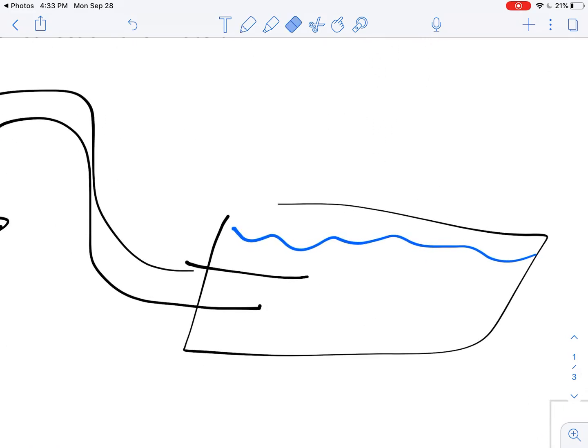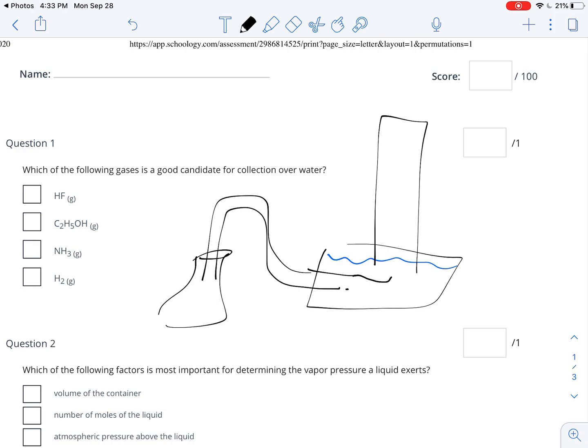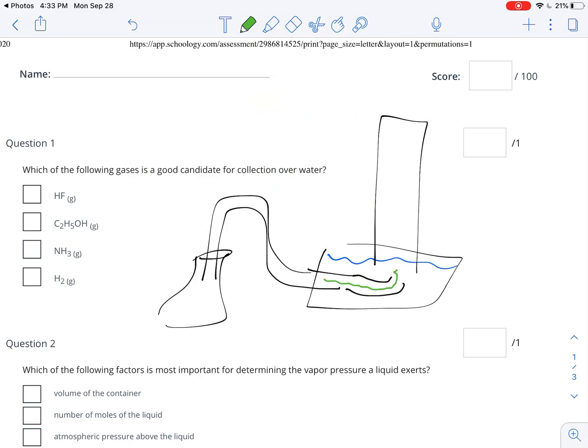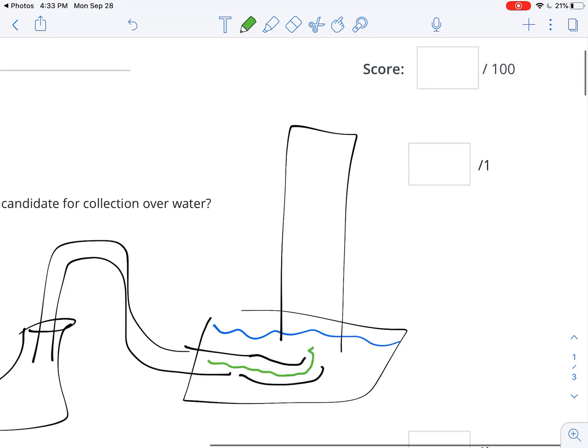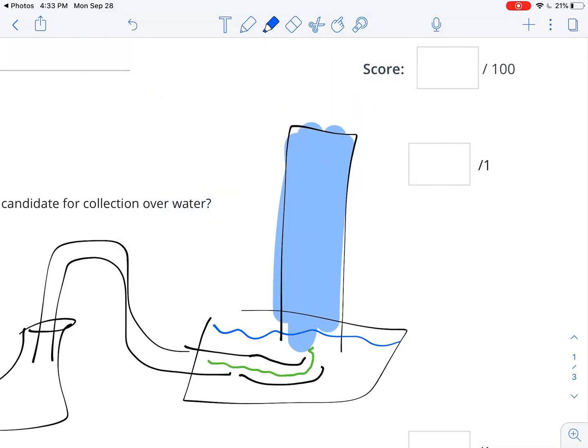So, if you have this container here, and again, you have this guy like so, any gas that you have that comes through here is going to be interacting with the water that is here and also in your graduated cylinder or whatever it is that you're collecting it with.